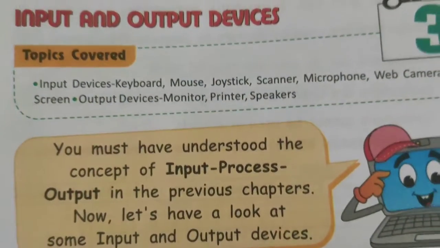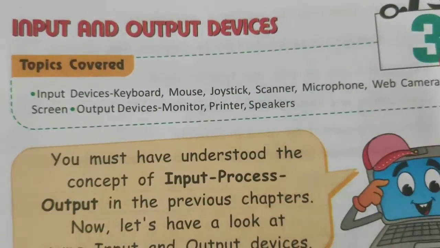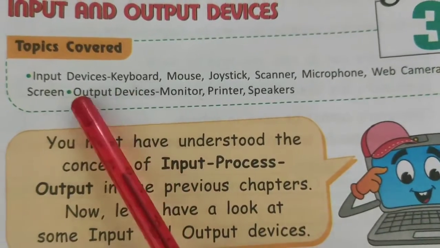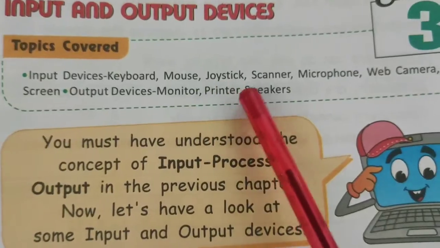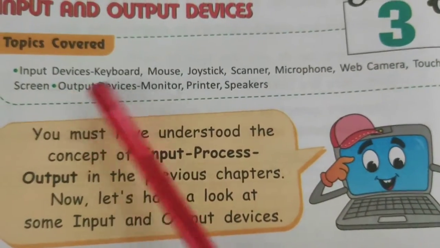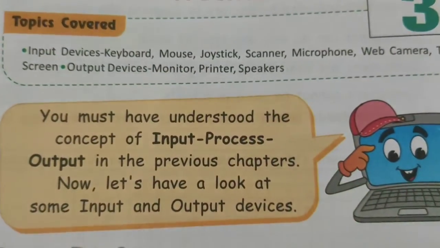So today we will start a new chapter. The name of the chapter is Input and Output Devices, chapter number 3. In this chapter we will cover these topics: input devices, keyboard, mouse, joystick, scanner, microphone, web camera, touch screen, output devices, monitor, printer and speakers.